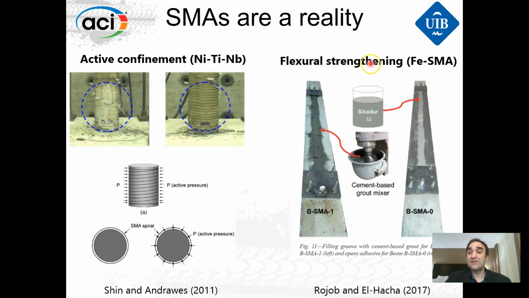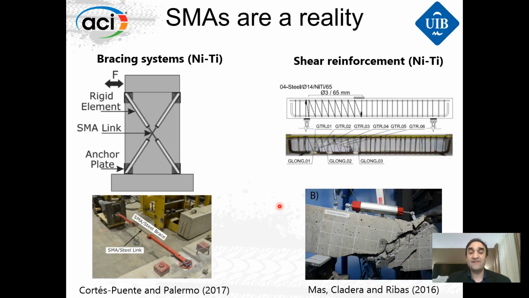Also, in the last issue of ACI Structural Journal, you can find this work regarding flexural strengthening using iron-based shape memory alloys. I will talk later a little bit about iron-based shape memory alloys. Comparing to this, we can also find works that use shape memory effects. The two works before were using superelasticity. We will talk about superelasticity and shape memory effect in a few slides.